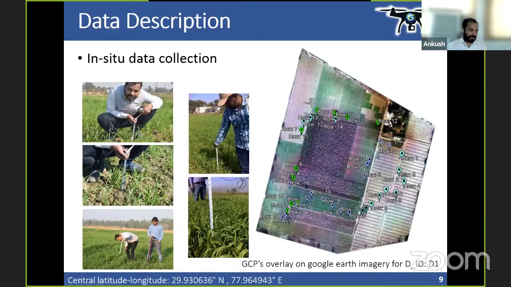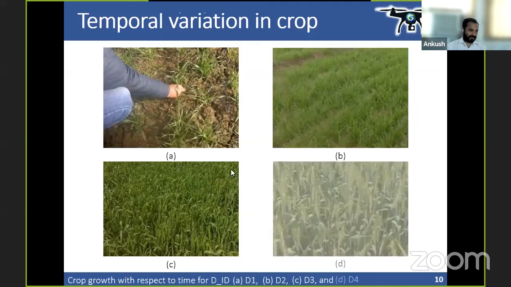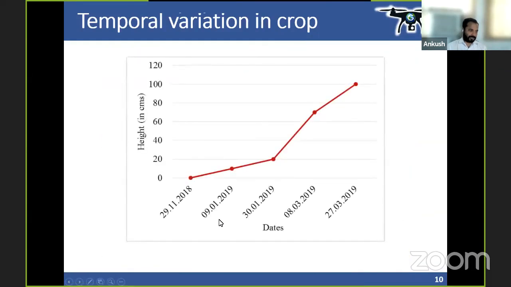In this slide, we show the temporal variation in the crop site, as we can see in A, B, C, and D for the date IDs D1, D2, D3, and D4 respectively. This is for the wheat crop. The same has been plotted in the graphical representation. So for D1, D2, D3, and D4, these are the various heights measured during the in-situ data collection. And 29th November 2018 is the sowing date of the wheat crop, so that's why it is zero.